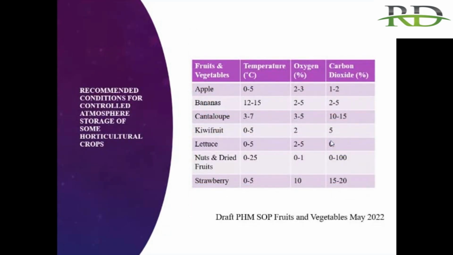There are some recommended conditions for controlled atmospheric storage of some horticultural produce like apple, banana, cantaloupe, kiwi fruit, lettuce, nuts and dried fruits, and strawberry. We can see their temperature and oxygen concentration as well as the carbon dioxide concentration for the respective produce. So these three components are maintained to extend their shelf life and maintain their quality and quantitative appearance, which enhances their market appearance and market longevity and fetches a good price for the farmers.